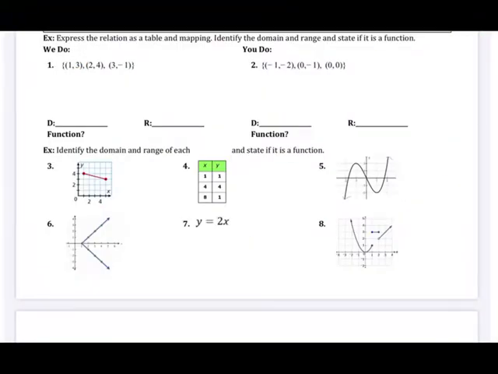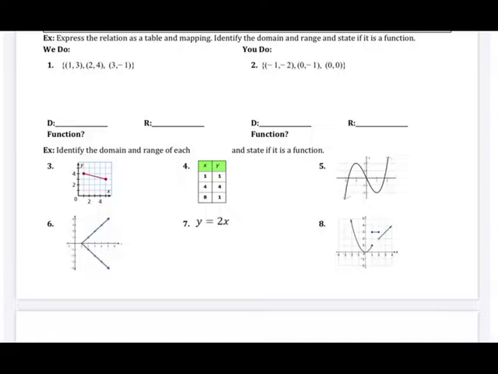So this first example looks an awful lot like the one up top where we were talking about the place that you come in a track meet and the number of points that you get. And the directions here say express the relation as a table and a mapping, identify the domain and range, and state if it's a function. So let's first, just for each of these problems, represent it as a table and as a mapping. We could also represent it as a graph, but the directions aren't asking us to plot those ordered pairs.